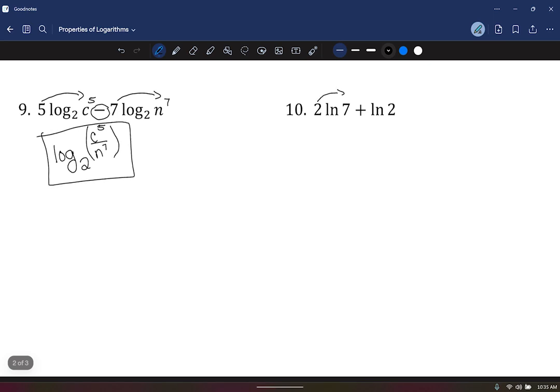All right, same thing here. I'm going to move this 2 up here, so now we have natural log of 49 plus the natural log of 2. Since I'm adding, I will multiply parts, so I need to multiply the 49 and the 2. So this will be natural log of 49 times 2, which is 98.